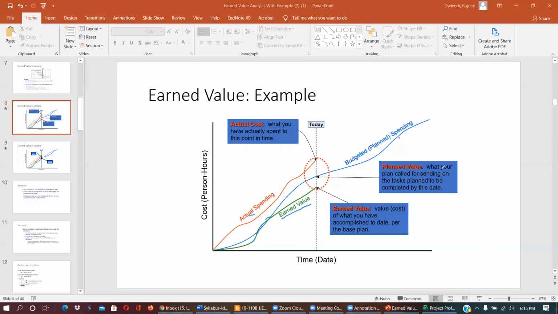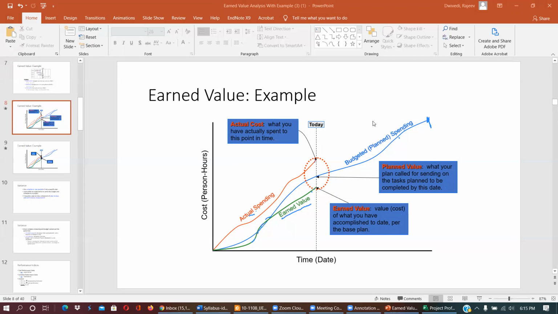Planned value is what your plan called for spending on the task, to be completed by this date. So this is what you planned. Earned value is the cost of what you have accomplished to date per the baseline, and actual cost is what you have actually spent at this point in time. So this is earned value, actual spending, and budget.